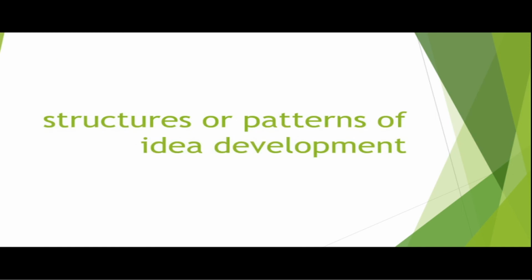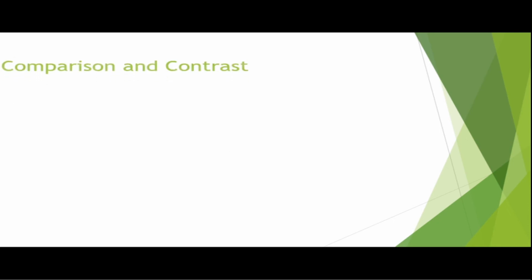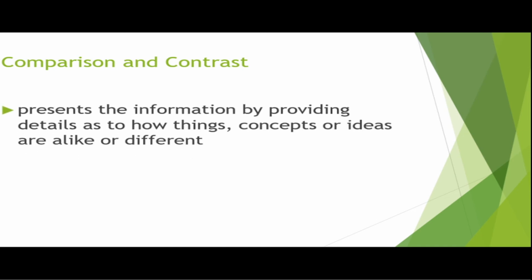Expository texts typically follow one of the following structures or patterns of idea development. So we have cause and effect. Here, the writer presents the information by explaining how or why a certain event or occurrence happened and what resulted from that particular cause or occurrence. Second, comparison and contrast. The writer presents the information by providing details as to how things, concepts, or ideas are alike or different.